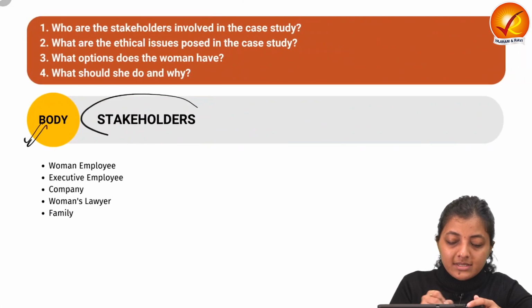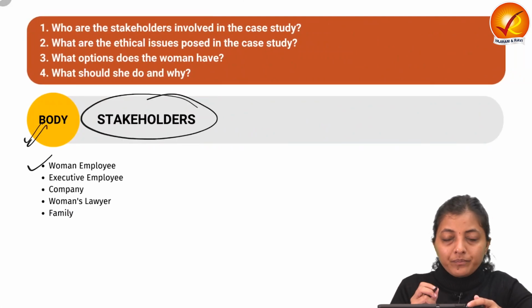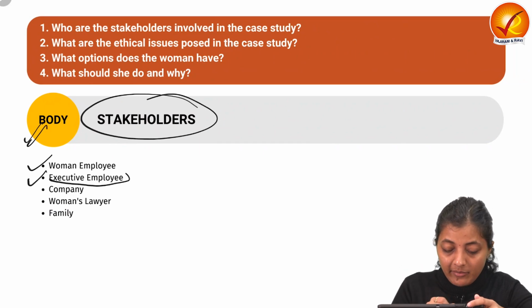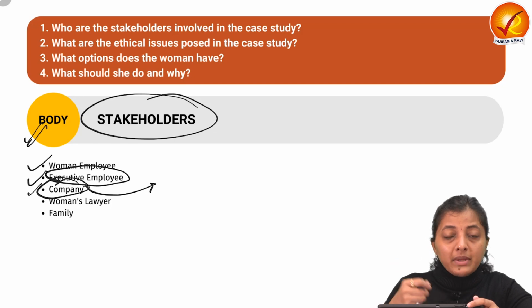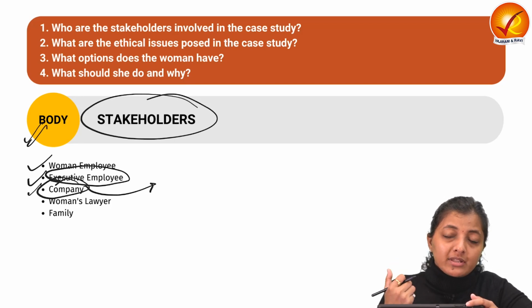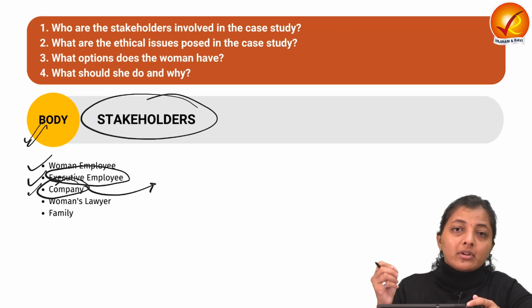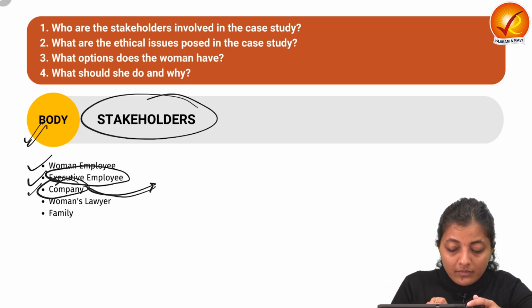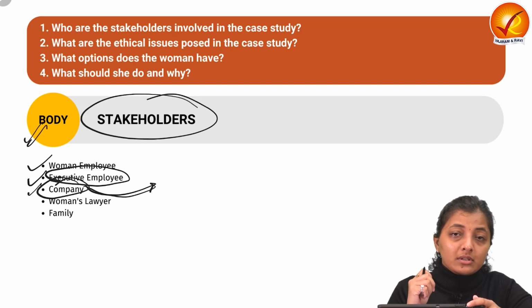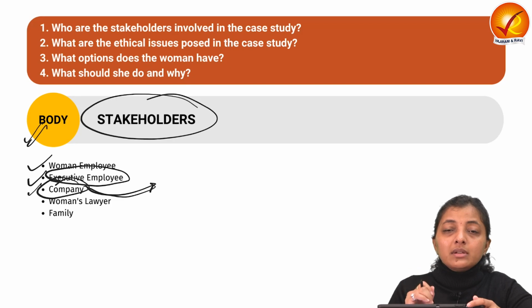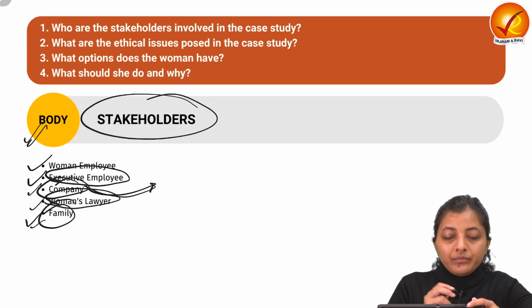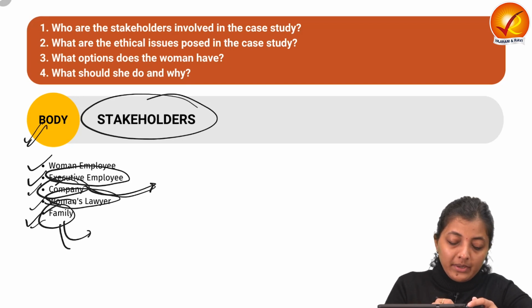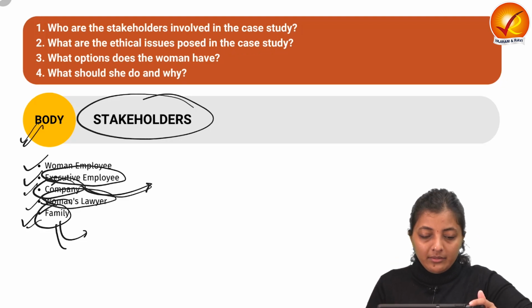Next comes the body, or the stakeholders. What do you have to write? The woman employee, who is the victim of the sexual harassment; the executive employee, who has done the harassment; then the company, which has the onus to make all the employees safe, so as to make the workplace a secure and safe place. The company is also giving the lump sum amount, the huge settlement amount, to make that woman silent. Then the woman's lawyer, then the family of the woman, who are poor and dependent on the financial condition of that particular woman.